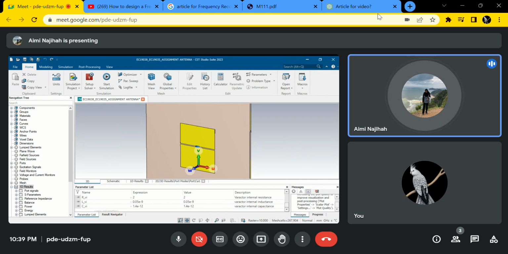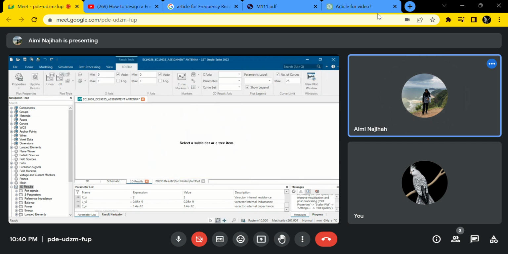We have 3 types of Varactor parameters, which are Varactor internal resistance, Varactor internal inductance, and Varactor internal capacitance. So the value of Varactor internal resistance is 2. For the internal inductance is 0.05 exponent minus 9. And for internal capacitance is 1.4 exponent minus 12. So this is our antenna that we have designed, and the result that we get.